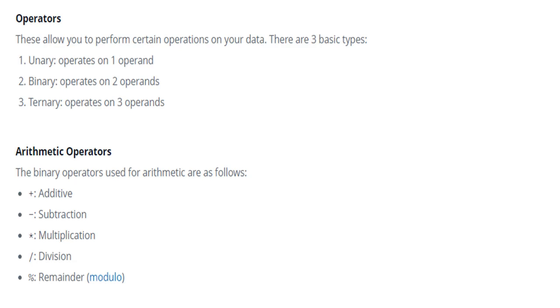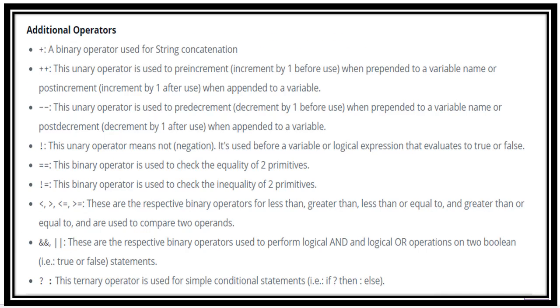Let's start with arithmetic operators. The binary operators used for arithmetic operations are as follows: additive, that is addition, subtraction, multiplication, division, and remainder. Remainder is also known as modular or modulus. So these are all the arithmetic operators. Now let us discuss one by one in detail.